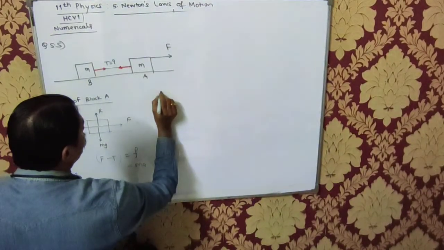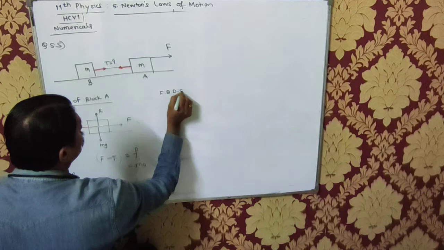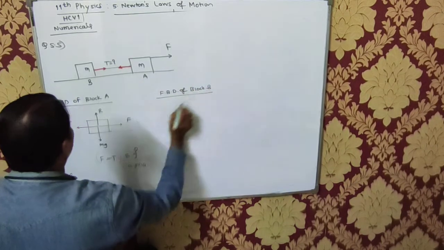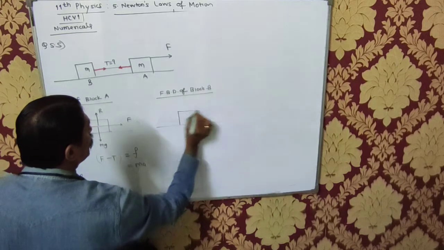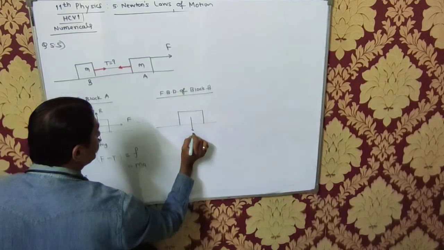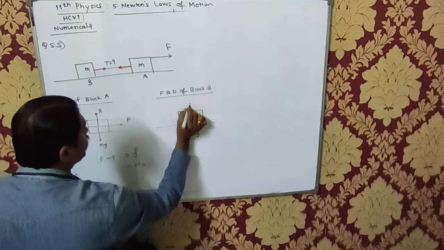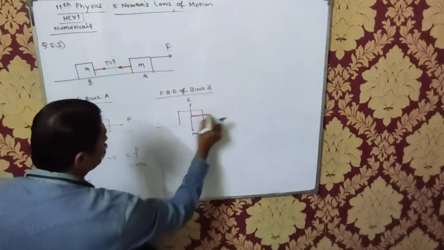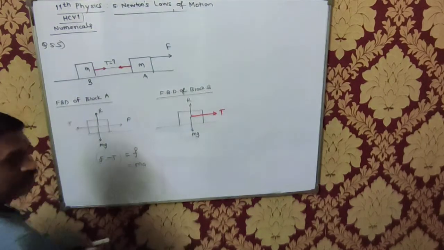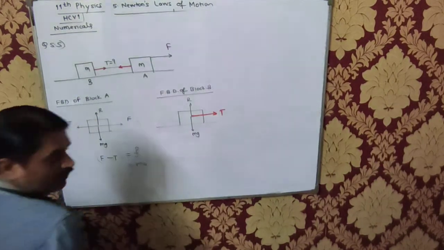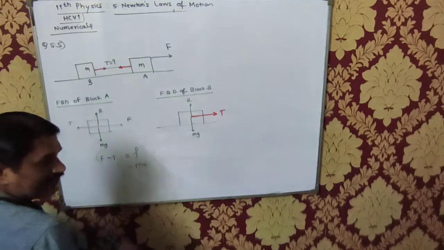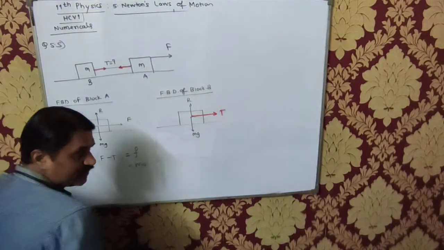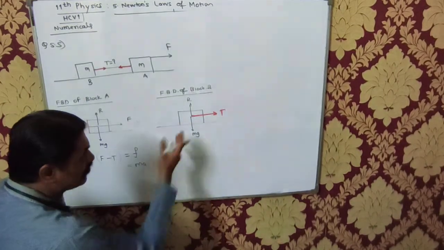And what will be the free body diagram of block B? This is the block. This is the weight. This is the normal reaction. And the tension is pulling it in this direction. Anything which is opposing this tension could have been the friction, but they haven't mentioned anything. We'll be seeing friction in the next chapter. The name of the subject is friction. Here we have to neglect the friction. We'll say there is no friction here.